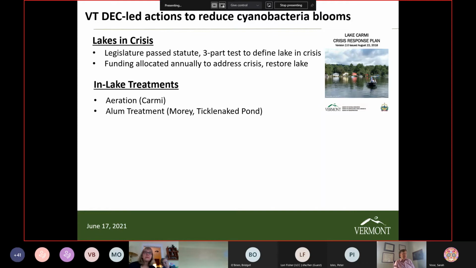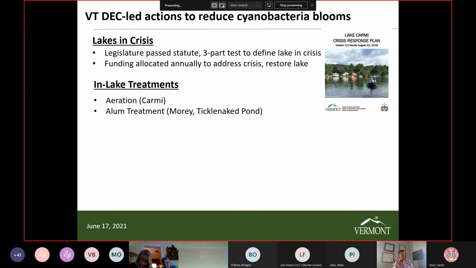to first get a handle on reducing the external loading of phosphorus into the water body, and so it only works in certain cases. And in Lake Carmi, we knew that low oxygen conditions at the bottom of the lake were leading to phosphorus release from sediment at the lake bottom, and so we put in an aeration system to ensure that the lake was oxygenated and mixed, and to prevent that sediment phosphorus release.